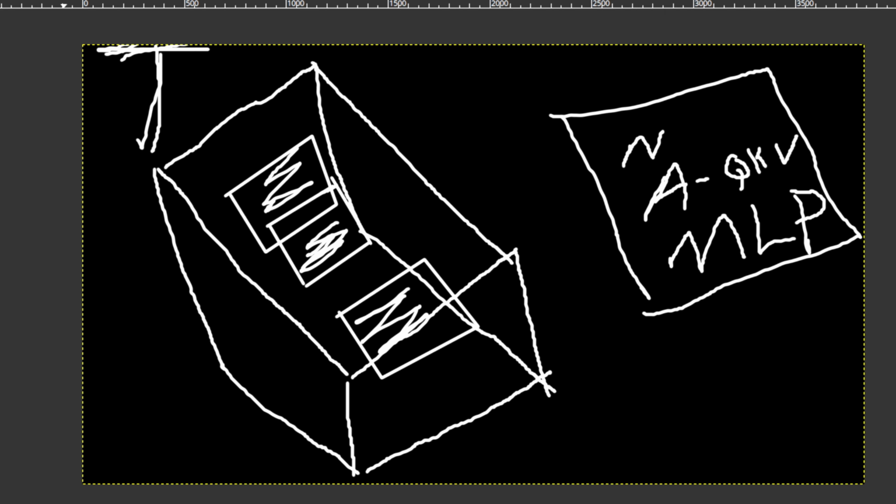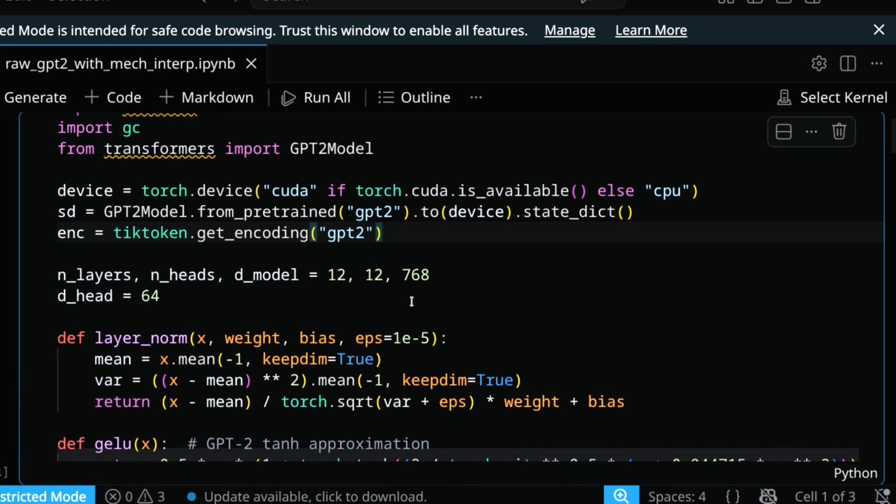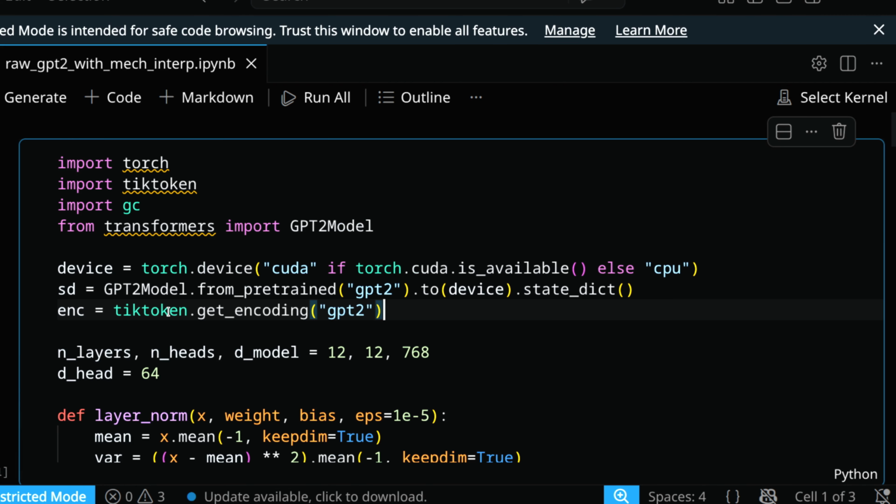So now I'm going to go to the GPT-2 code and show some of how that works. So this is the tokenizer. I'll go line by line partly. So here's where you import torch, tiktoken, and the garbage collector. This is for efficiency. And the GPT-2 model, this is the pre-trained GPT-2, the brain cells, I guess, is one way to think of it.